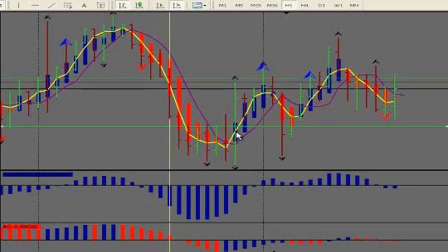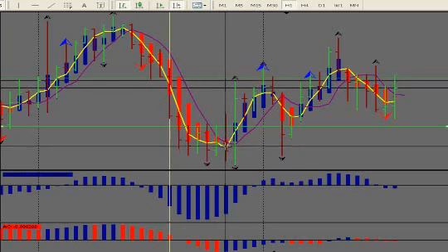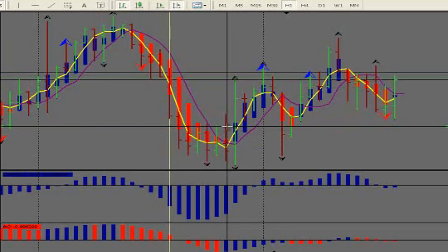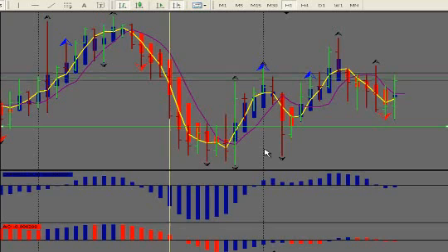Now, where would the exit signals be normally? In this general area right here. So from that manual trailing stop, your exit signals would have been within 10 pips of that same spot. That's how that works.